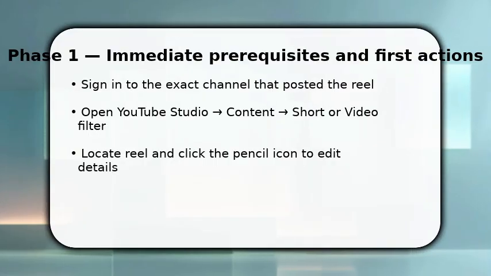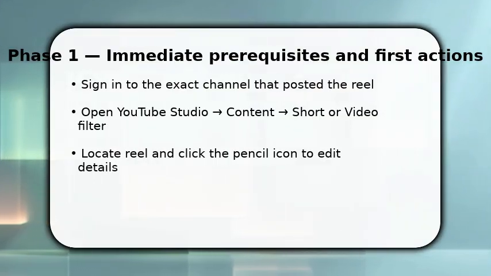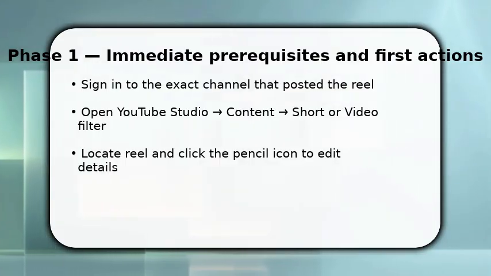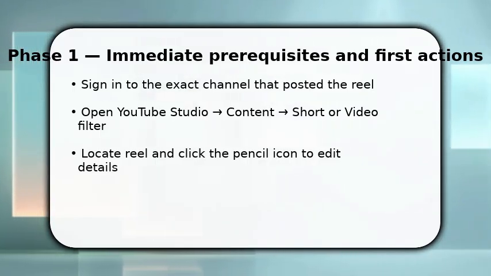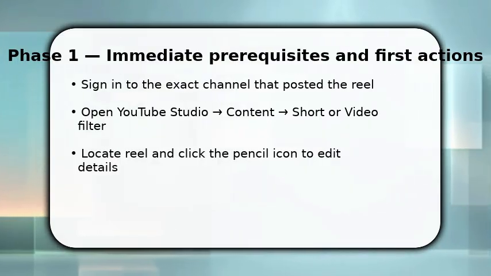You begin by signing into the exact channel that uploaded the reel. This step matters because account access controls what you can change. Once signed in, open YouTube Studio, go to Content, and filter for Shorts or the video type. Then locate the reel and click the pencil icon to open the video details. You're starting the actionable edit now.